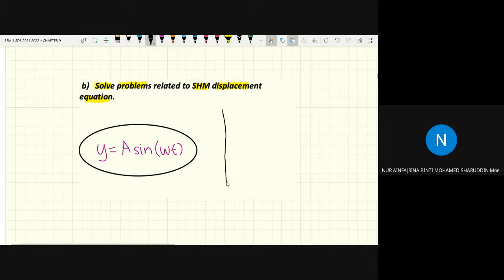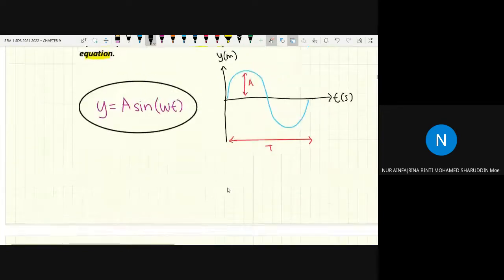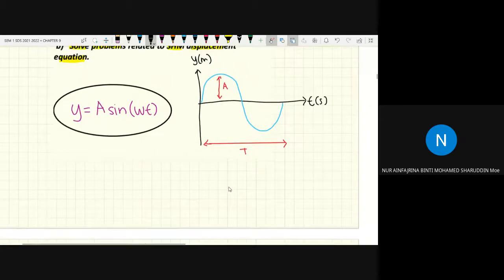For example, if you have a graph, and you have a graph of one period, then this is your period, and this is your amplitude. It is the same thing Miss did again. And of course we will have y in meters and time in seconds. Okay, may I proceed with this?